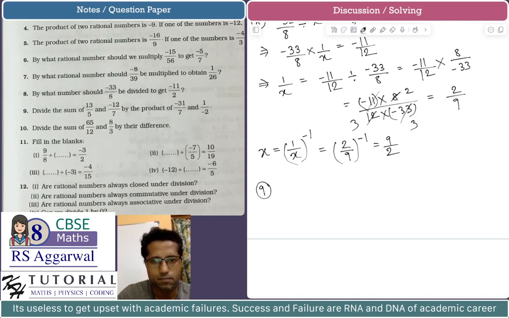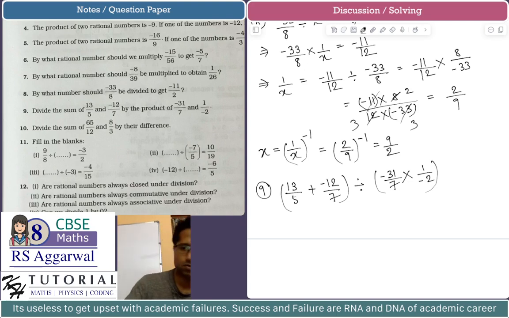Divide the sum of 13 by 5 and minus 12 by 7 by the product of minus 31 by 7 and 1 by minus 2. So it is asking to divide the sum of 13 by 5 and minus 12 by 7. This is the sum. We have to divide this by the product of minus 31 by 7 and 1 by minus 2.